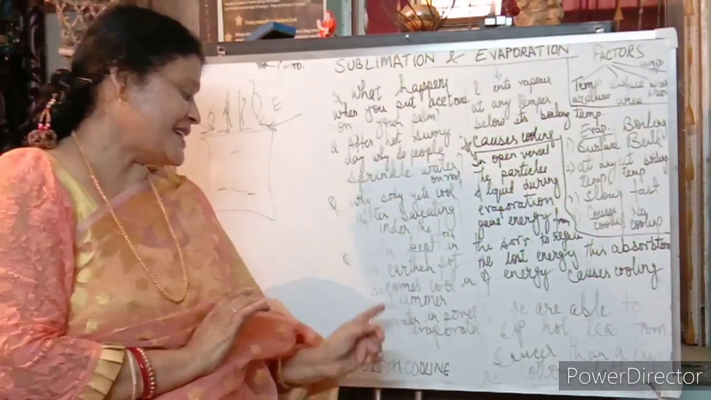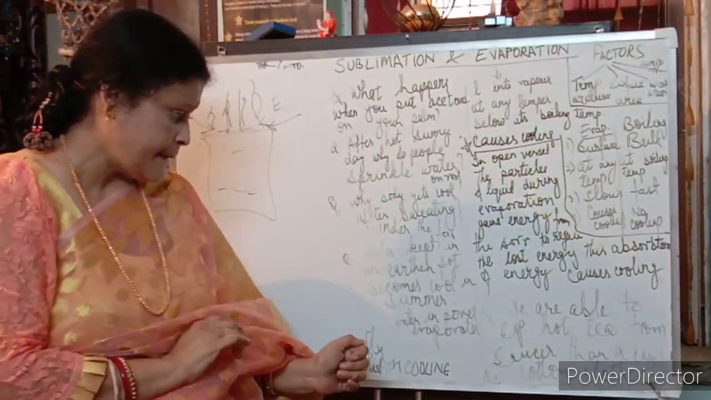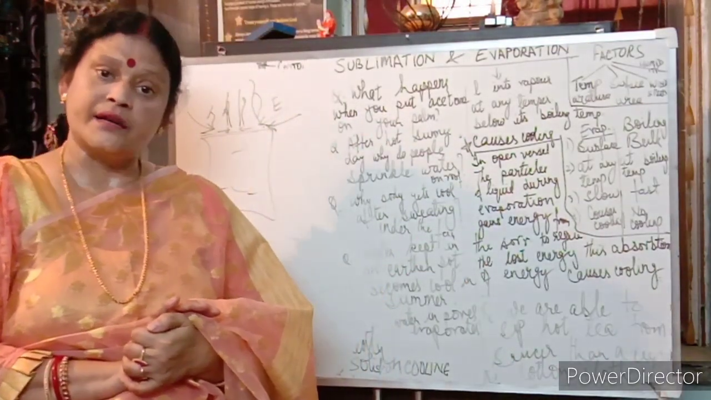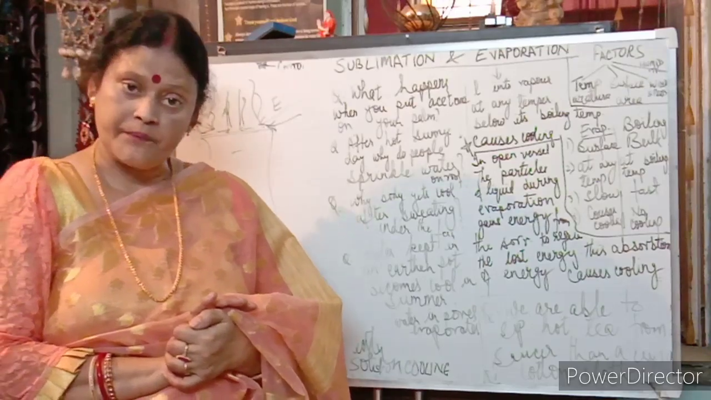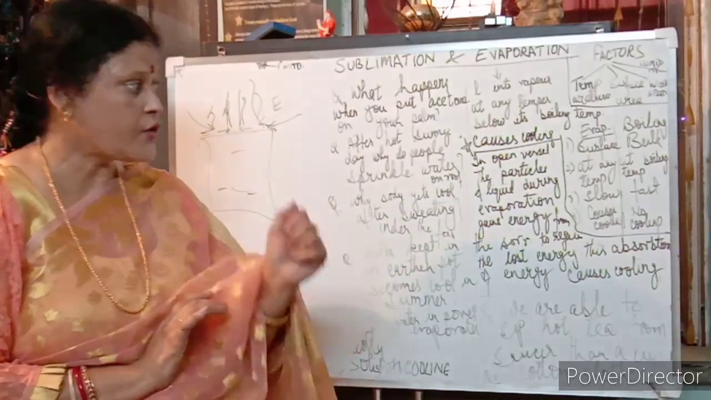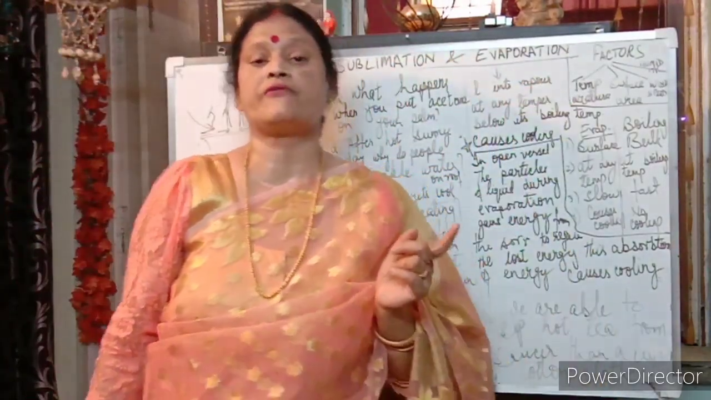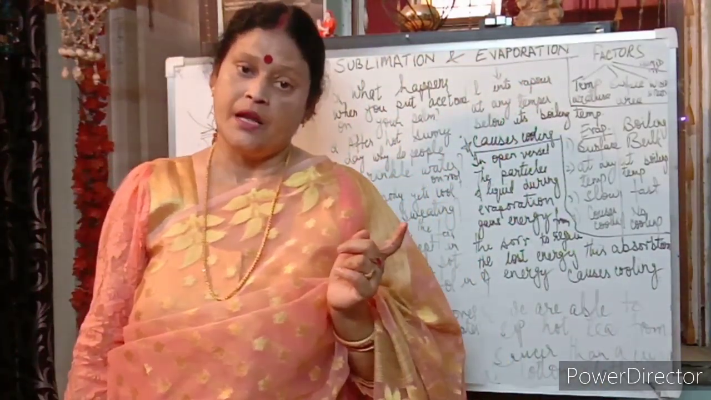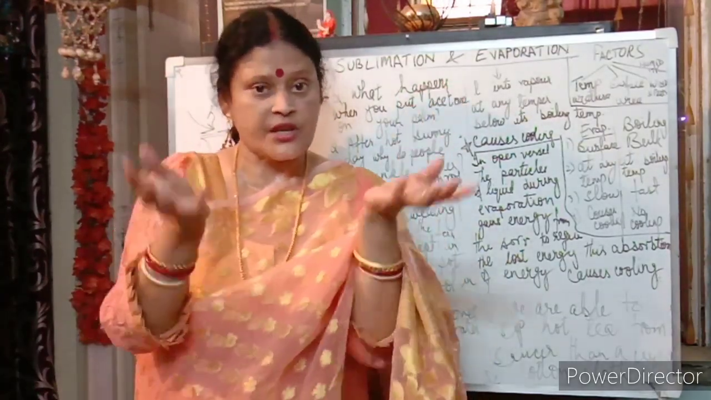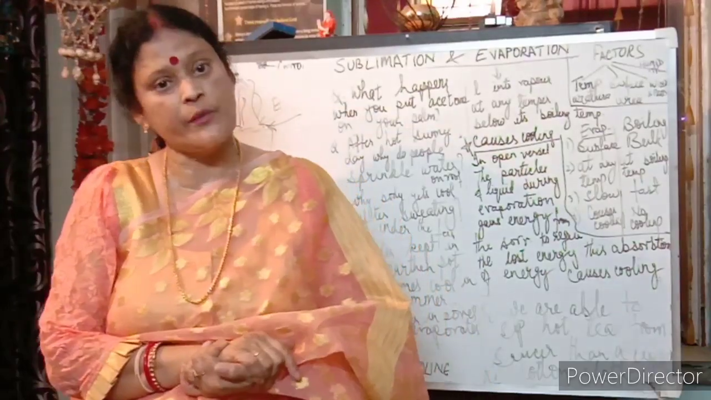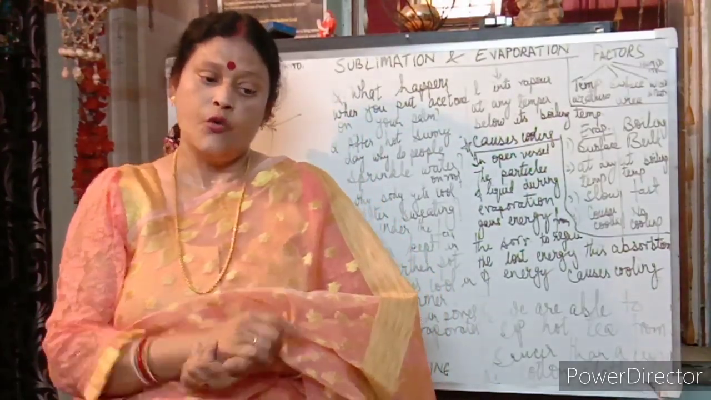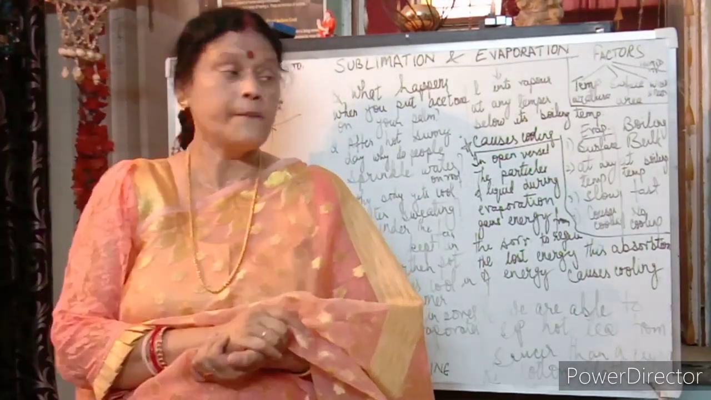Clear? Next is: why are we able to sip hot tea from the saucer rather than a cup? For this, first, what are the factors which are affecting evaporation? The first factor is temperature. The greater the temperature, meaning the greater the heat provided, the faster is the evaporation. The greater the wind speed, the faster the evaporation. Wind will carry away the vapor. Clear?